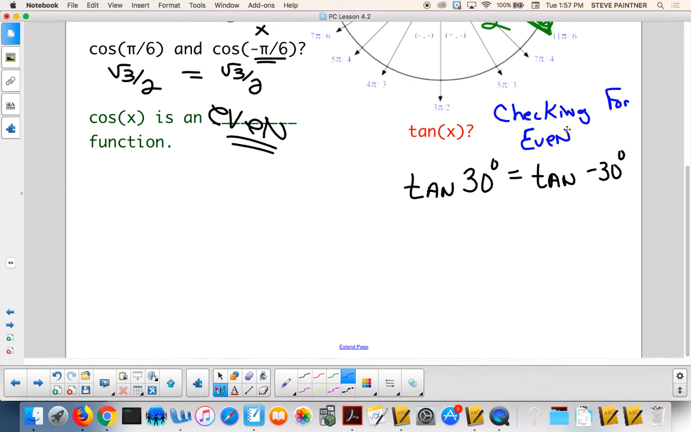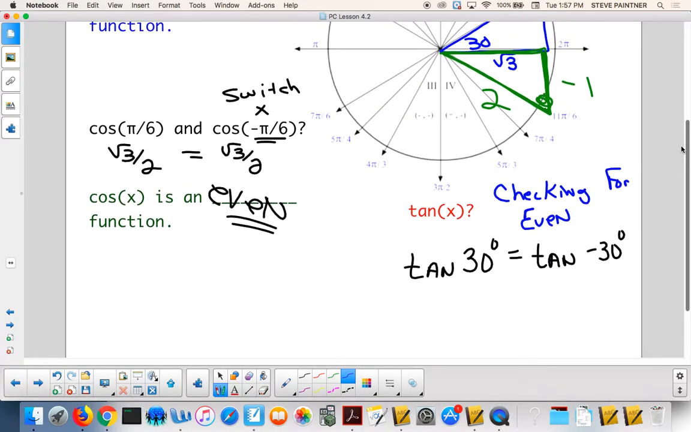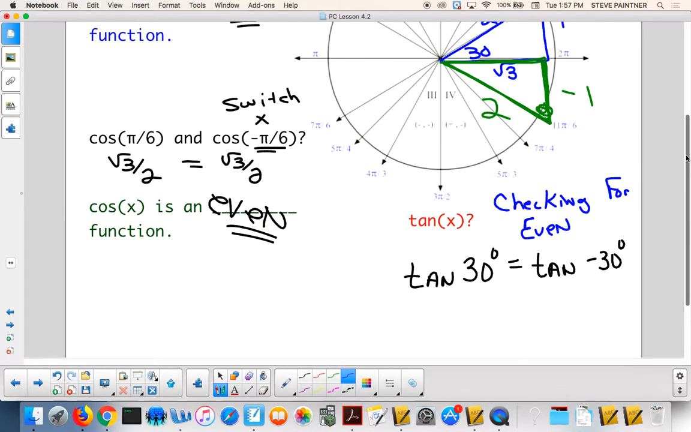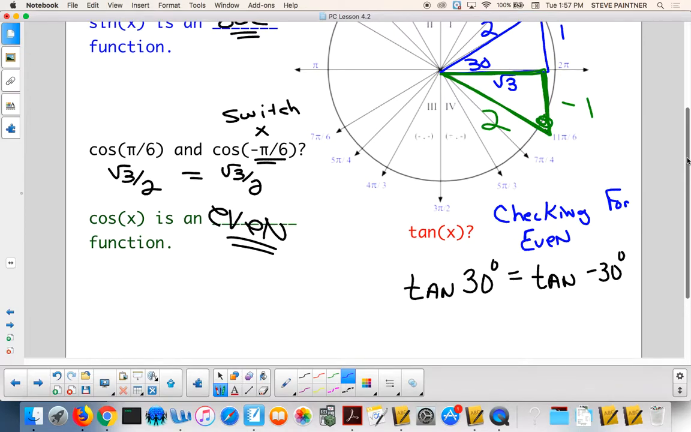Okay, what is tangent of 30? Maybe a couple visuals. There it is. Okay, you must have rationalized. Can I do this? Opposite over adjacent. 1 over the square root of 3. Okay, what's the other one? Negative 30. Negative 1 over square root of 3, isn't that the same? No, is it even? No.